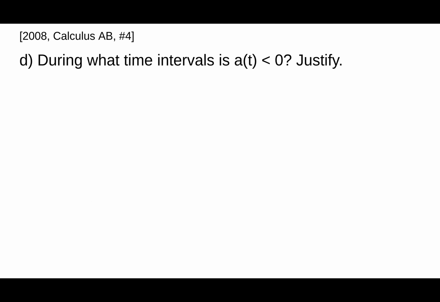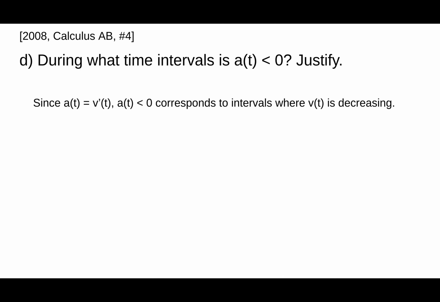In part D, we are asked during what time intervals is the acceleration negative, and to provide justification. Since the acceleration, or a of t, is the derivative of our velocity function, v prime of t, whenever a of t is less than 0 is going to correspond to intervals where our velocity function is decreasing.